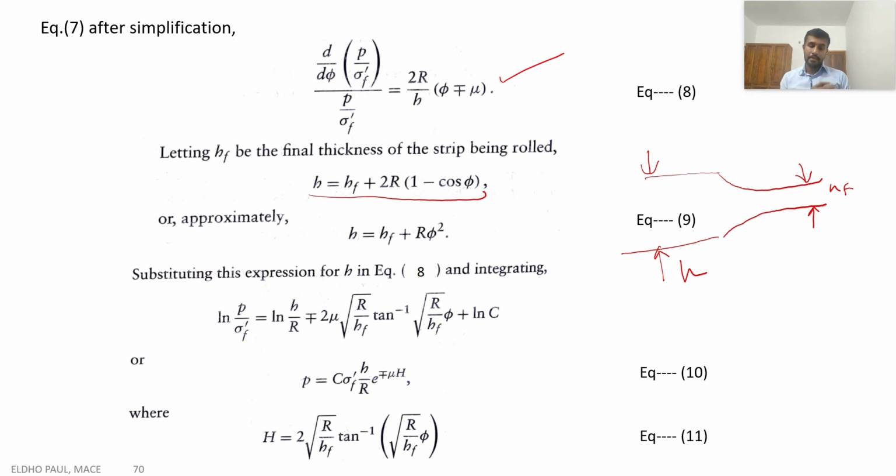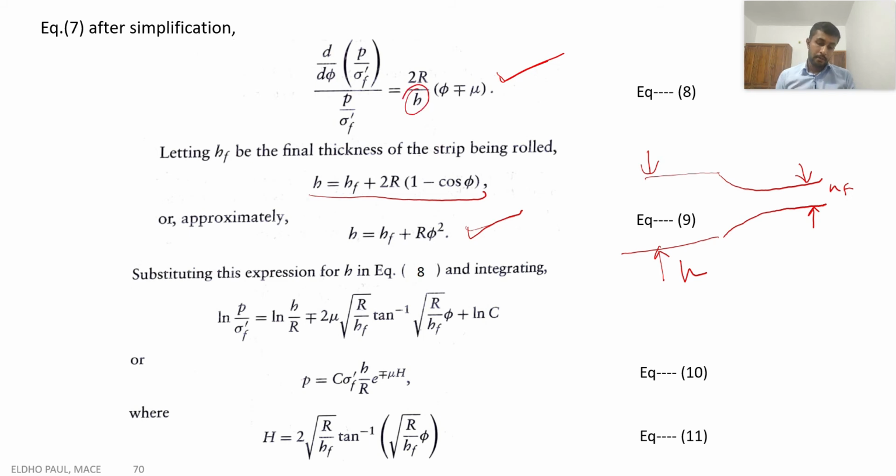By considering the arc of contact between the h and hf, this is the relation, and we can approximate this as h equal to hf plus R phi square. We can assume or approximate like this, and this h value can be applied in equation 8. Here we can replace this h value.